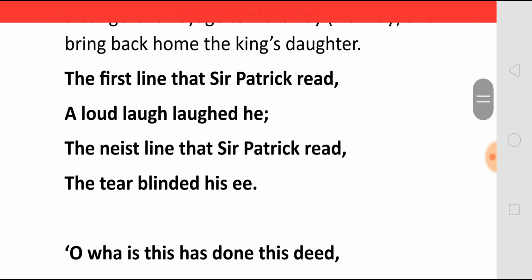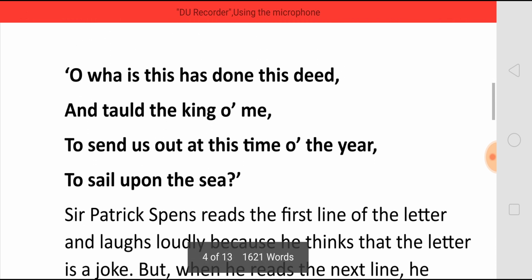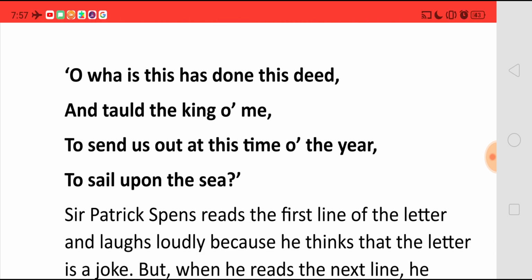The first line that Sir Patrick read, a loud laugh laughed he. The next line that Sir Patrick read, the tear blinded his eye. Oh, who is this has done this deed, and told the king of me, to send us out at this time of the year to sail upon the sea?